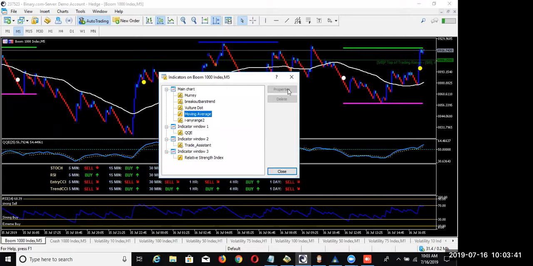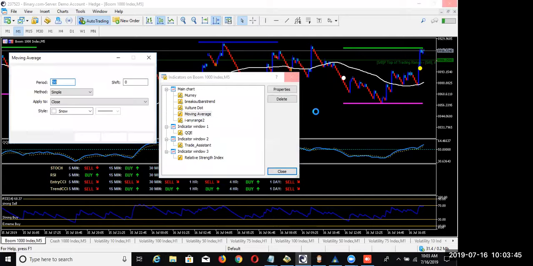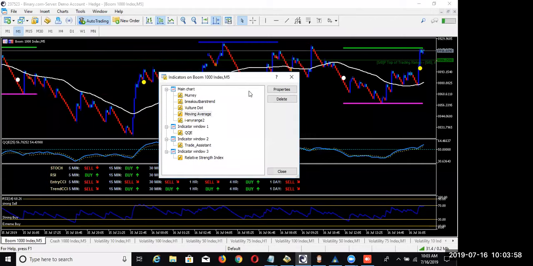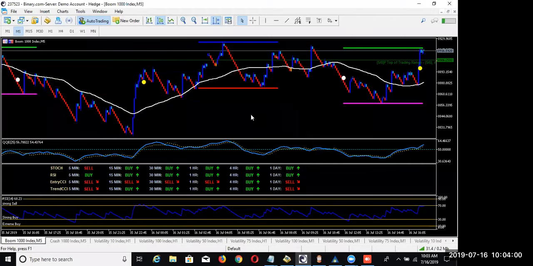It has to be simple, not exponential. You have to add it to your chart as well. I'll tell you the function: moving average 50, simple, apply to close. Set it this way: period 50, method simple, apply to close, not exponential, please. Now, once you've set that, what is the function of that moving average?